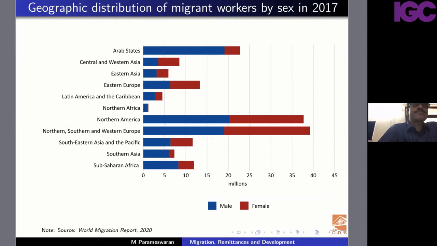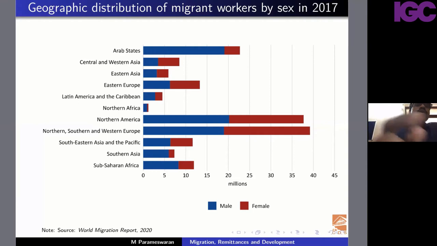Now this is the broad picture. What we can learn from this broad picture is that a large part of international migration is worker migration, and the destination countries are mainly high income countries, and the countries of origin are mainly poor countries or developing and underdeveloped countries.